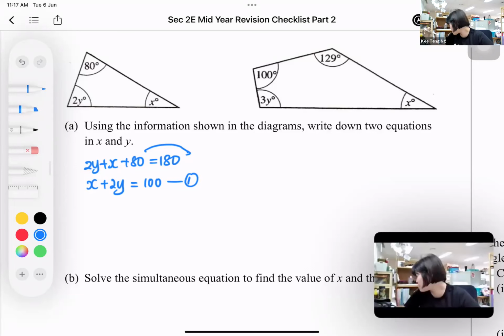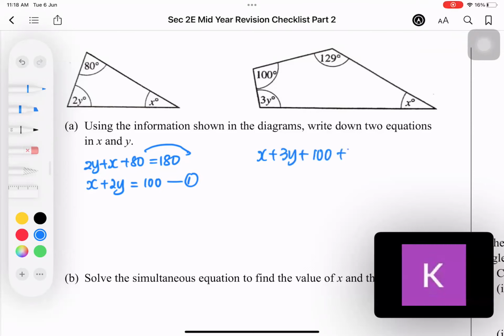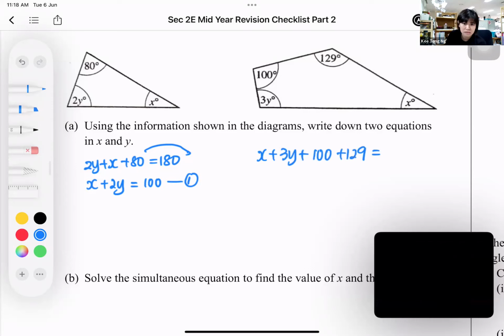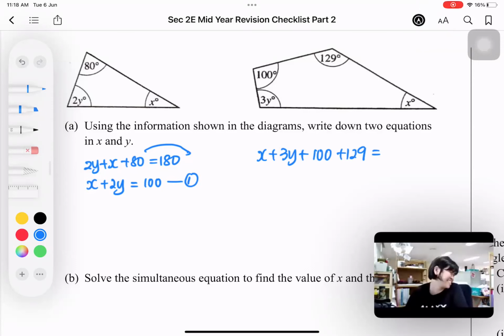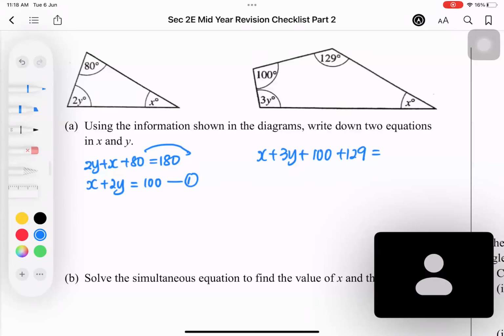Okay, so what is the equation? All four angles add up to give you how much? 180. Huh? Jithang. Ah, all the 360. They add up to 360.